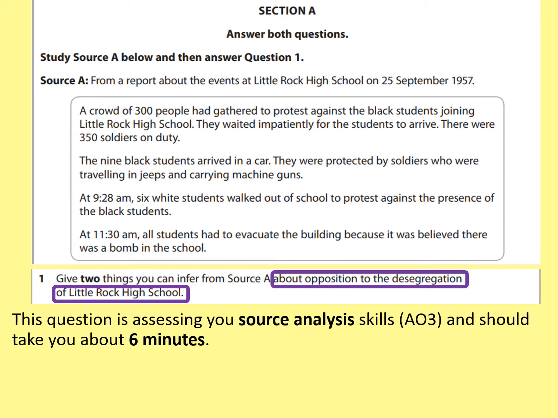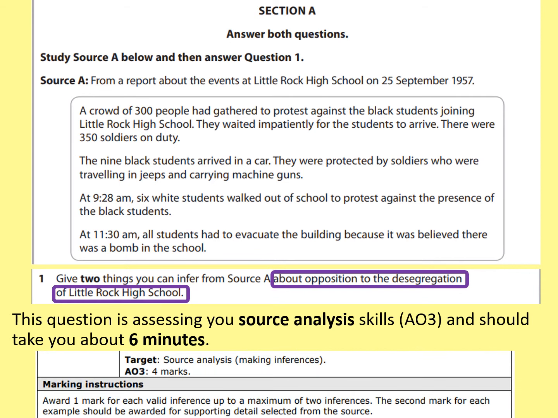This question is assessing your source analysis skills, which in the mark scheme is called AO, or Assessment Objective 3, and should take you only about 6 minutes to do. However, many of my students find that it takes less time to do this, which buys you a couple more minutes for the other longer questions later on. This is what the mark scheme looks like, and this is exactly what the examiner will be using when they mark your work. The target is source analysis, making inferences, which is Assessment Objective 3, and all 4 marks go to that.